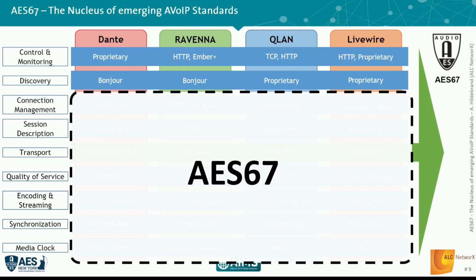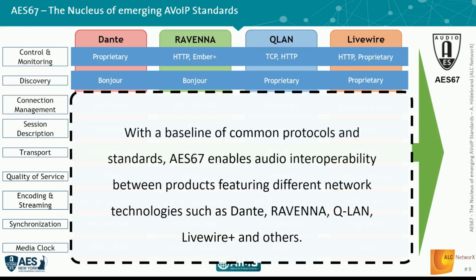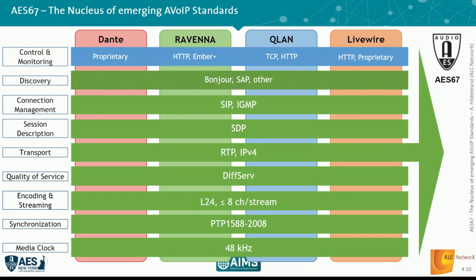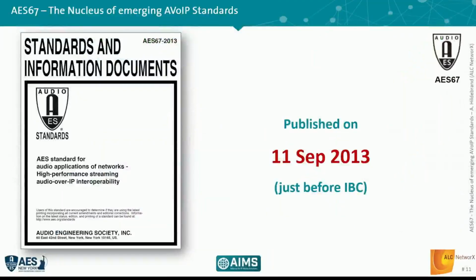AES67 is looking at the typical differences in these solutions, and its goal was to come up with a baseline or recommendations of common protocols and standards which, if they are adopted by these individual IP solutions, allow interoperability based on IP. So basically, we now have one set of standards or requirements outlined by AES67 which would then allow direct interoperability. So here we go. Finally, AES67, after 3 years of work, was published just before IBC 2013 on September 11.